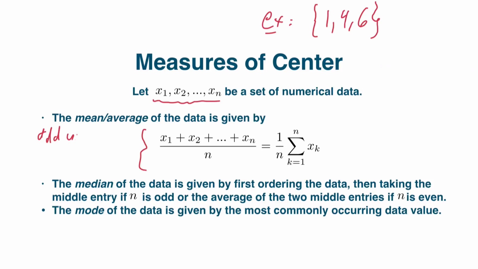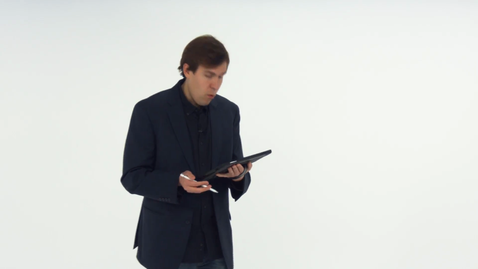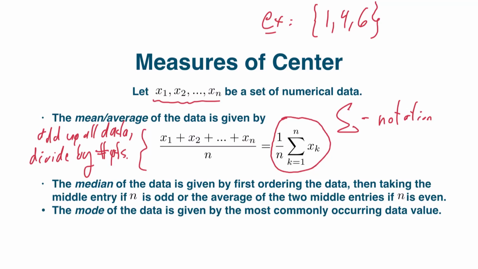So it says add up all data, then divide by number of points. More compactly, you typically write it like this, where this sigma notation denotes adding everything up. So that's the mean. Every element gets to contribute equally. This is in distinction to the median, where different elements don't necessarily contribute equally. How do I compute the median of data? Well, this is just the middle number.